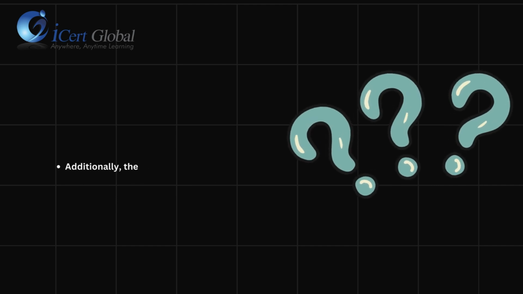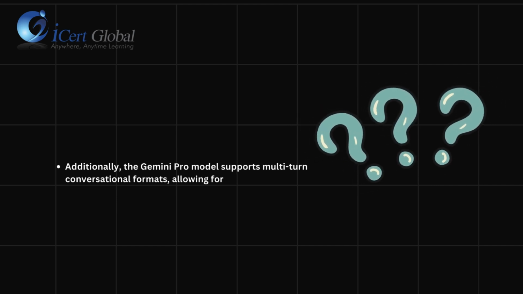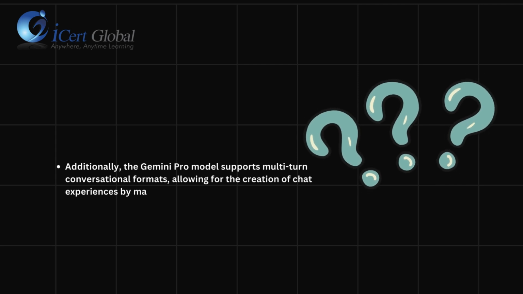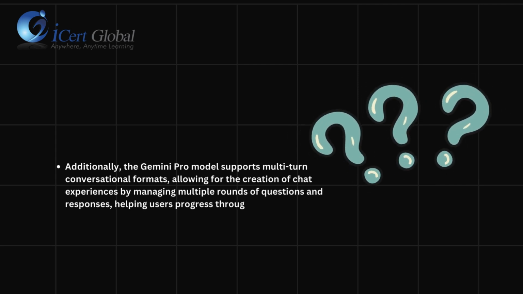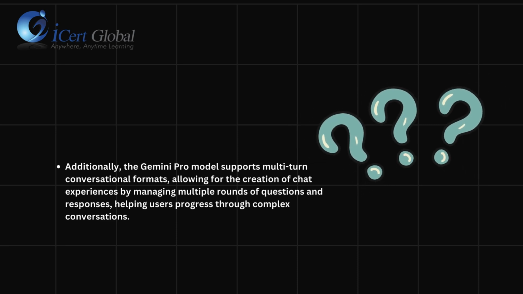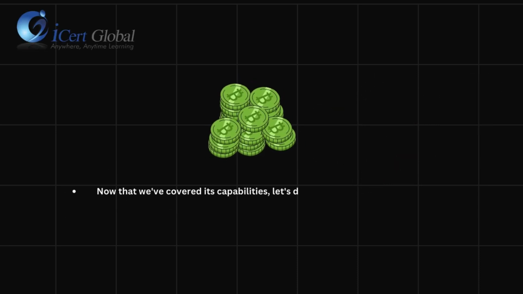Additionally, the Gemini Pro model supports multi-turn conversational formats, allowing for the creation of chat experiences by managing multiple rounds of questions and responses, helping users progress through complex conversations. Now that we've covered its capabilities, let's discuss its limitations.